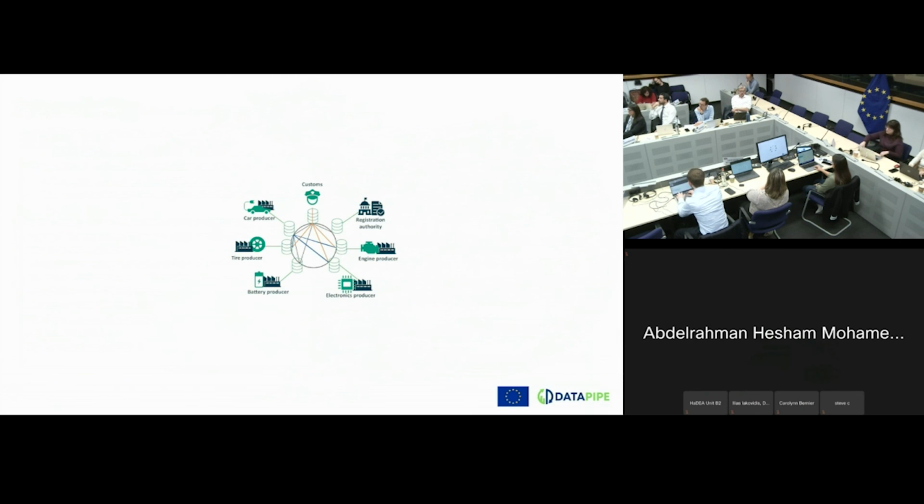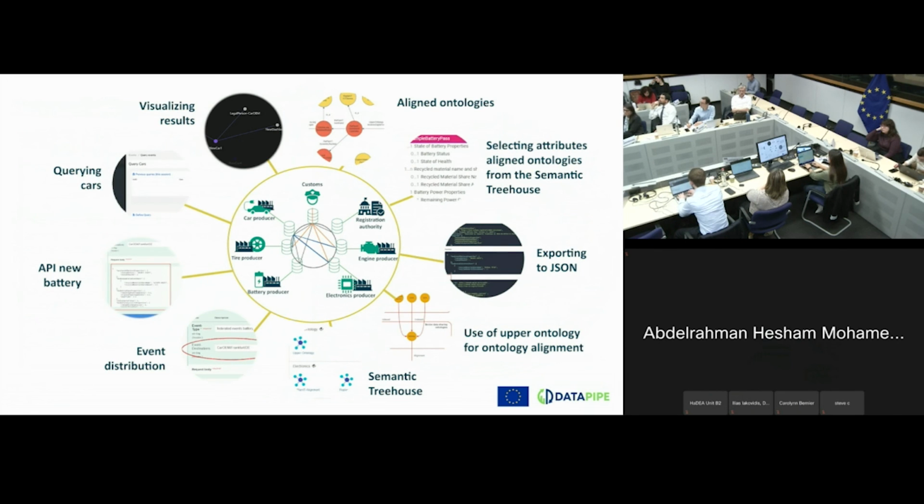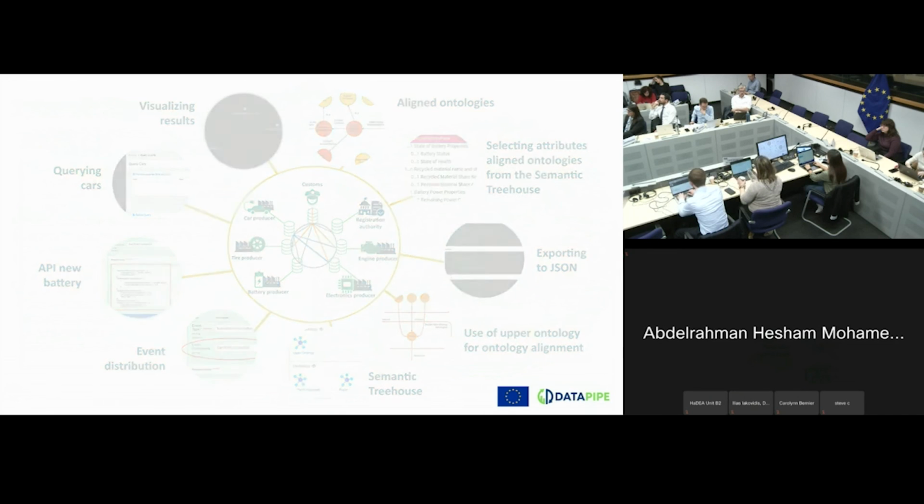We show the use of open and aligned ontologies, sharing events via the data sharing infrastructure, and constructing APIs and querying data. The system as shown can be easily extended to many sectors by adapting the aligned ontologies and the corresponding API configurations, instead of generating and configuring completely new APIs.